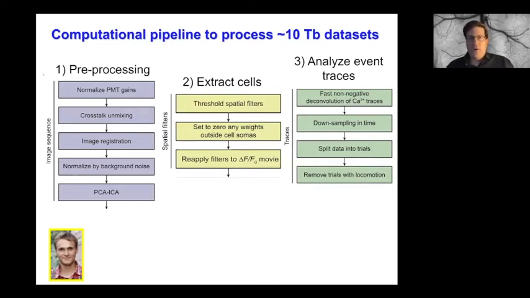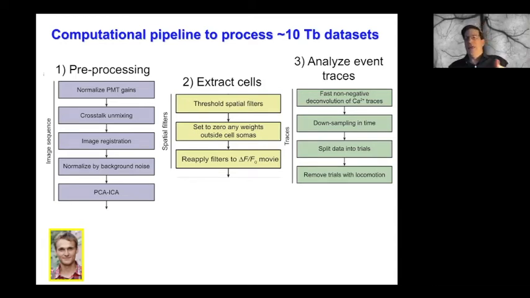The first should be thought of as pre-processing, and this takes care of a lot of the housekeeping operations having to do with the microscope. So we normalized the different gains from the 16 detectors. There were slight differences between them that needed to be accounted for. We did the unmixing to account for the crosstalk due to fluorescent scattering, as I was saying, and registered the images over time to account for a little bit of brain motion that might occur.